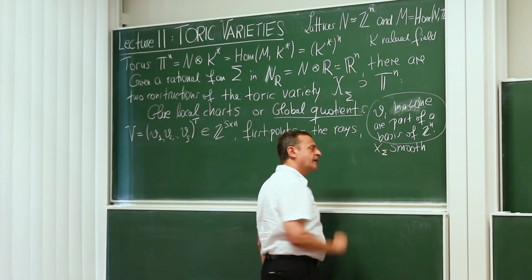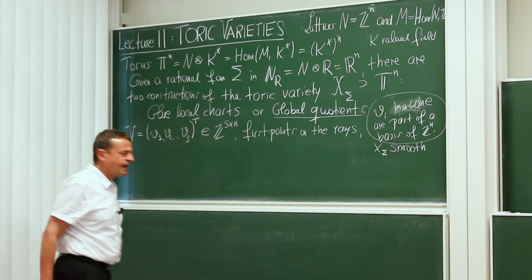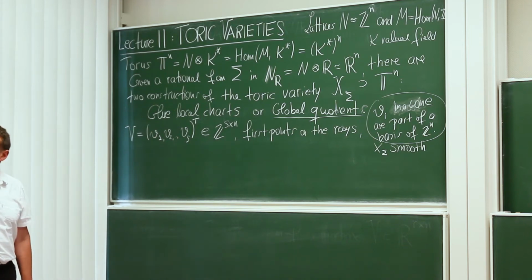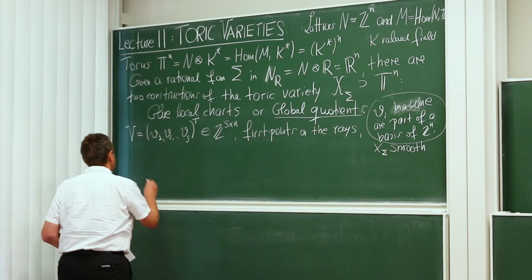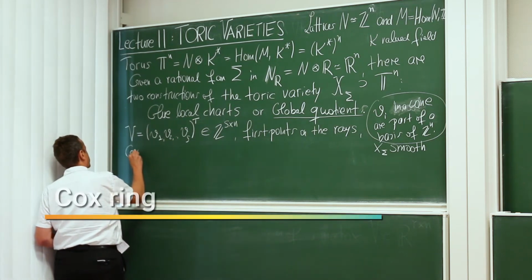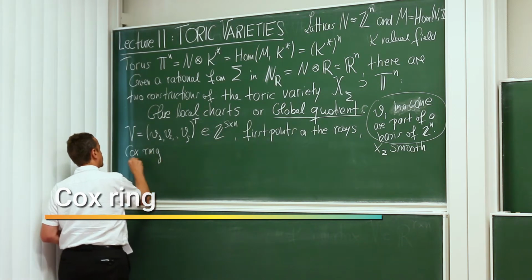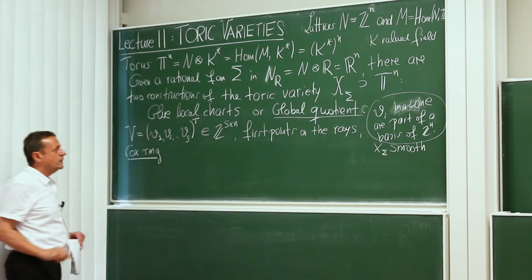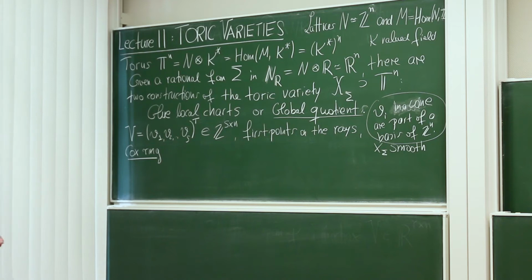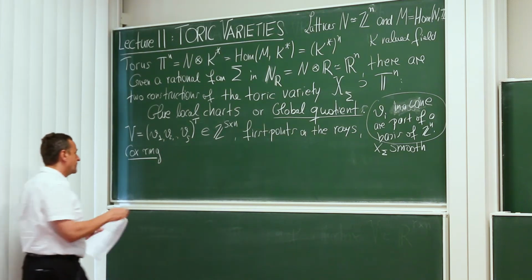For some of the things, I will say this is a technical hypothesis, but I don't want you to be distracted by this. Now, with such a toric variety, there is an associated Cox ring, introduced by David Cox, and to describe the global construction, I will introduce the Cox ring.